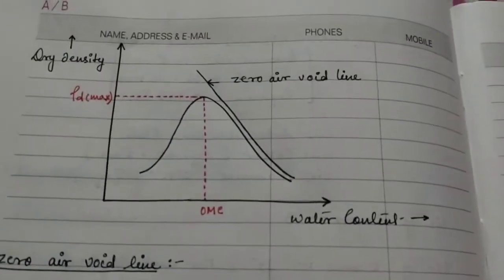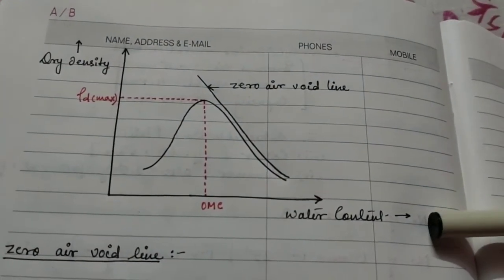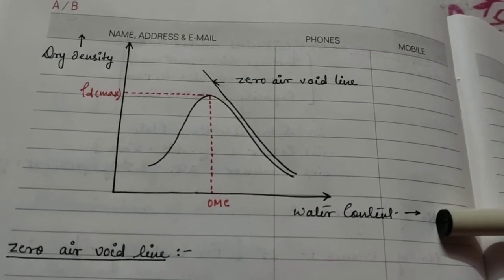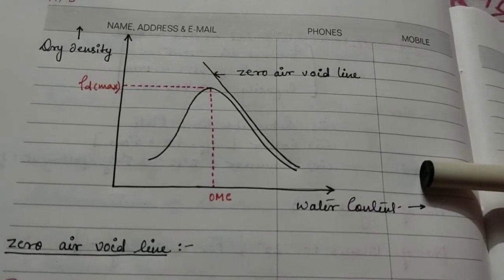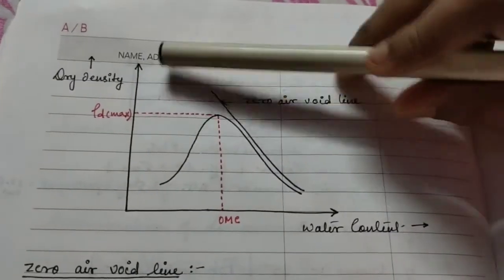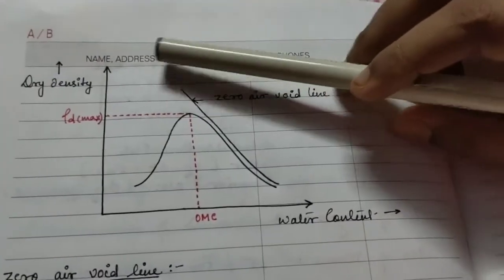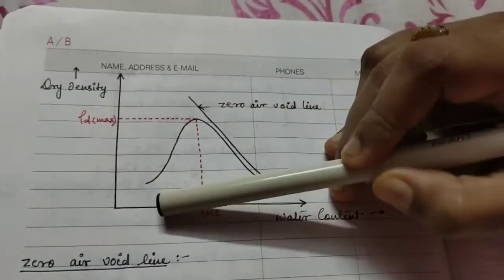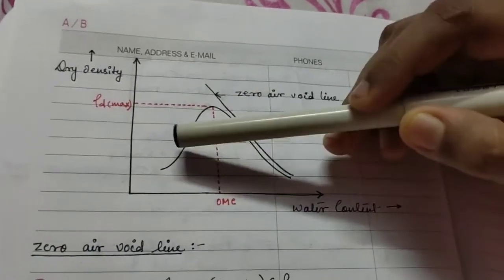This is a curve of dry density and water content. Okay. So, the compaction curve is plotted between the water content on the abscissa and the corresponding dry density on the ordinate. So, how is this curve plotted? Suppose we take a certain amount of water content and, corresponding to that water content, we obtain a dry density.